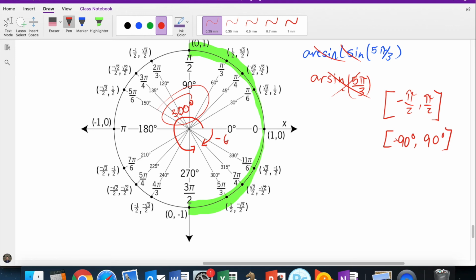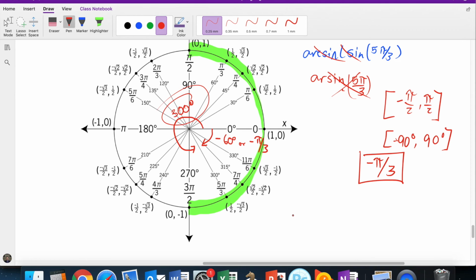Negative 60 degrees or negative pi over 3. Are both of these values within this range? Yeah, so that would actually be your answer, negative pi over 3.